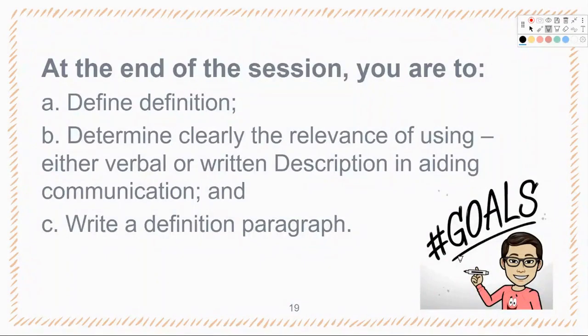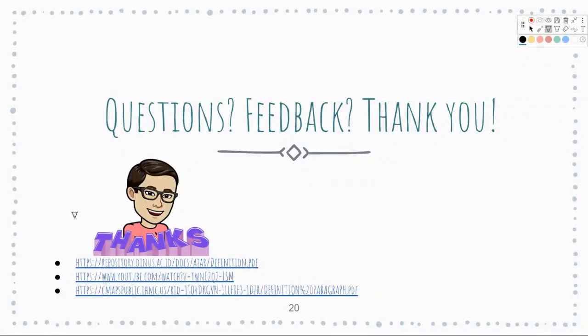Okay, if you have time, try to review our objectives and see if we were able to attain the following: define definition, determine the relevance of using description in communication, and write a definition paragraph. Finally, if you have questions or feedback, please share them in our e-lesson.